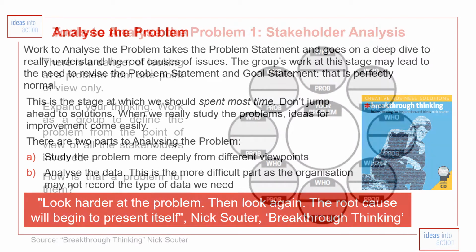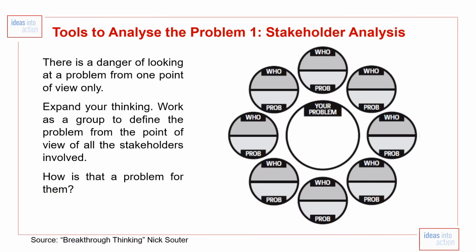And the first tool that I present for analysing the problem allows us to look at the issue from different points of view. It's called Stakeholder Analysis. As we know, there's a danger of looking at a problem from one point of view only. So to expand our thinking, we should work together with the group to define the problem from the point of view of all the stakeholders involved. For each stakeholder, ask the question, how is that a problem for them? This exercise helps us to broaden our understanding of the problem and its impacts and who it affects the most.